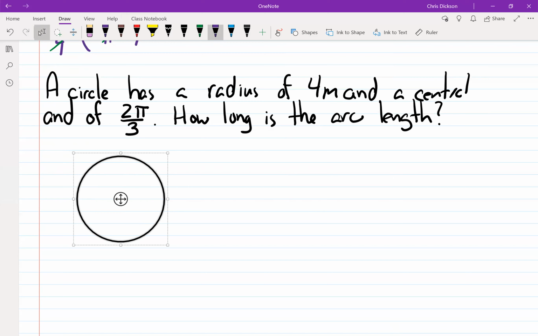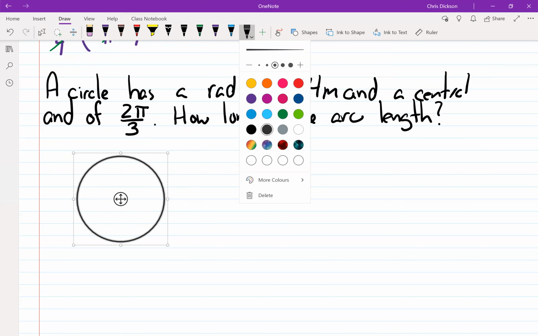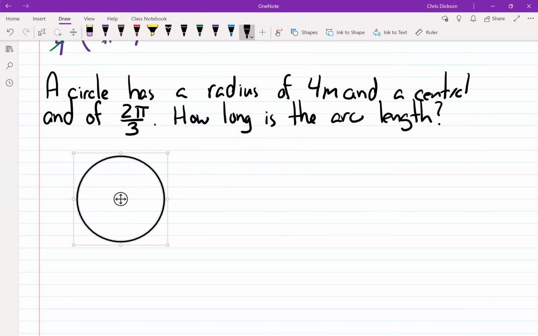Remember, pi is 180, so pi is 180 degrees. So this has got to be less than 180 because 2 over 3 is less than 1. So let's choose a color. Okay, there we go. I'm going to draw a line like this and say about there. So this is the angle 2 pi over 3, and I know the radius is 4. That's the radius there. And so I know the formula is arc length equals theta r.